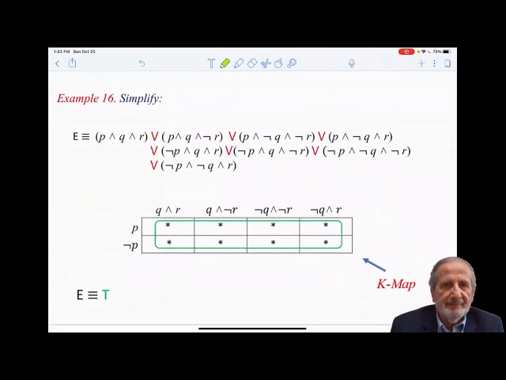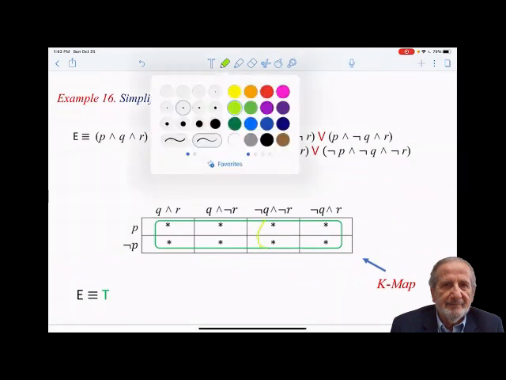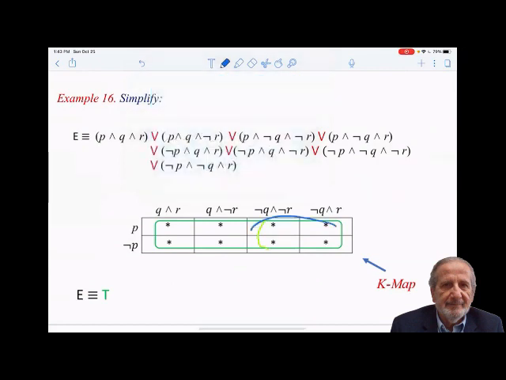Okay, now if it happens that you fill all these 8 squares, rectangles, the answer will be true all the time, and that's a tautology. Now, if you take these 4 and these 4, you get an answer, but that's not really the simplest form possible. You have to take the largest grouping.